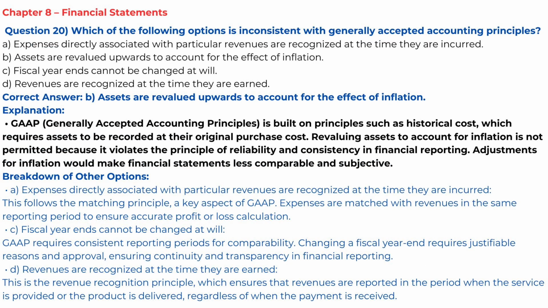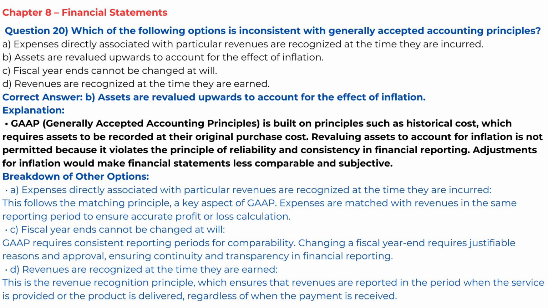Question 20. Which of the following options is inconsistent with generally accepted accounting principles? Correct answer, B. Assets are revalued upwards to account for the effect of inflation. Explanation. GAAP, generally accepted accounting principles, is built on principles such as historical cost, which requires assets to be recorded at their original purchase cost. Revaluing assets to account for inflation is not permitted because it violates the principle of reliability and consistency in financial reporting. Adjustments for inflation would make financial statements less comparable and subjective.